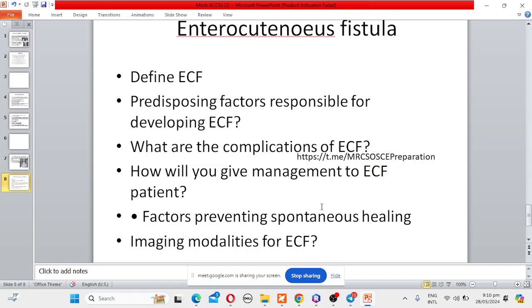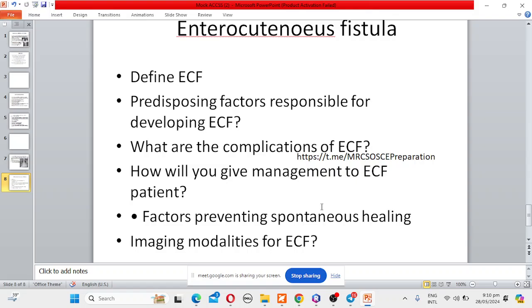So now tell me, what brings the patient to the operation theater within 24 hours? There might be an intra-abdominal collection, abscess or sepsis, and also due to distal obstruction, there might be swelling in the intra-abdomen.